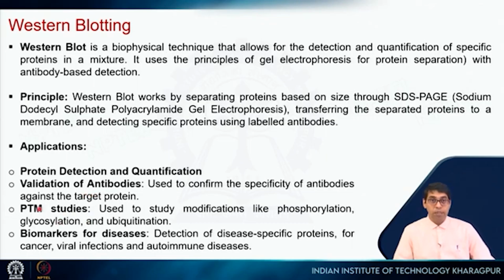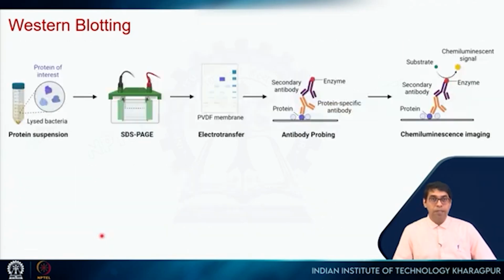Then post-translational modifications, for example, phosphorylation, glycosylation, ubiquitination. One can raise antibodies against these post-translational modifications of a particular protein, and then use that to detect how much of the protein in a cell in a particular condition is phosphorylated or glycosylated or ubiquitinated, right? And it can also be used for detection of biomarkers for various diseases. Okay, so this is the basic principle, right?